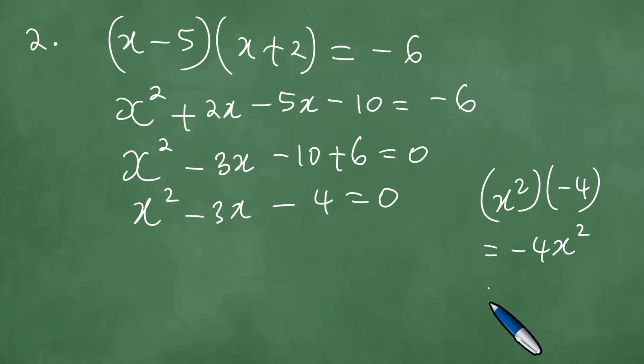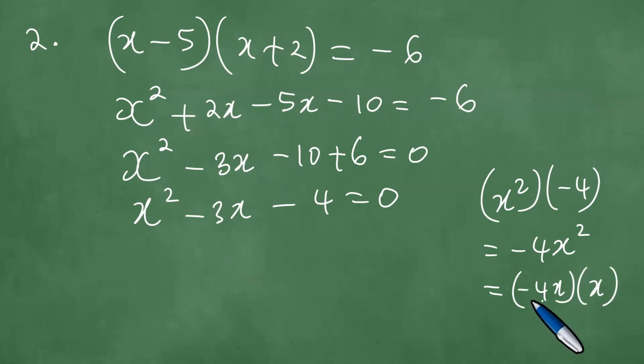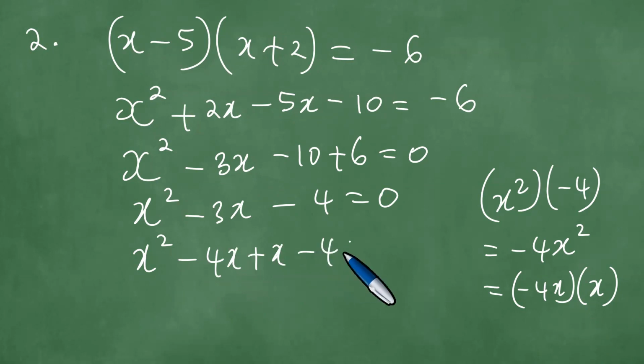And we get minus 4x squared. After that, we look for factors of minus 4x squared that give minus 3. Those factors are minus 4x together with x, because minus 4x plus x gives us minus 3. So we have x squared minus 4x plus x minus 4 equals 0. I know some teachers do not teach it like this, but this is the best way to factorize quadratics.